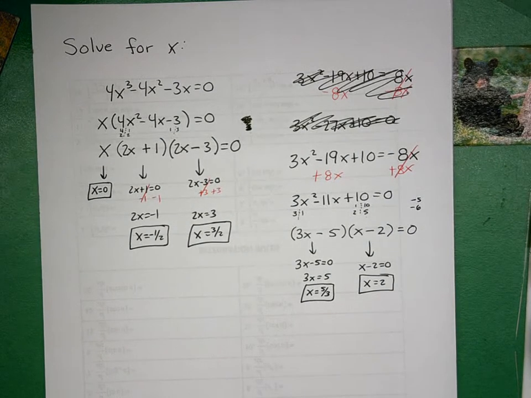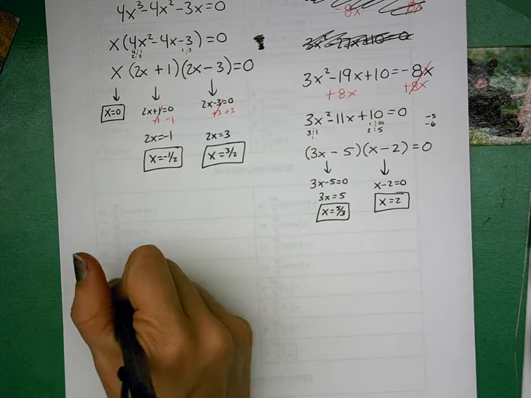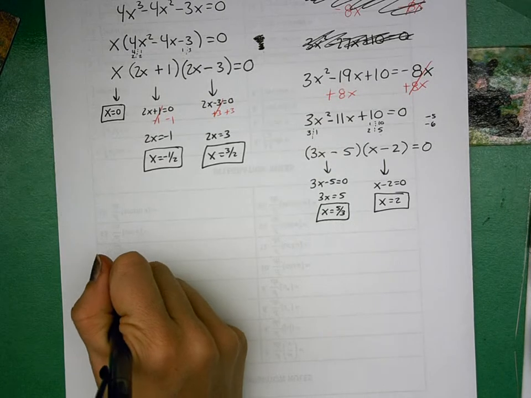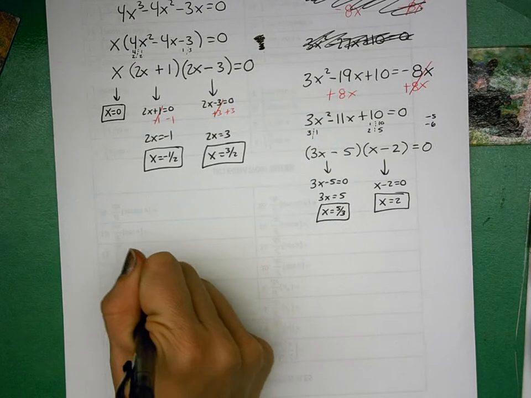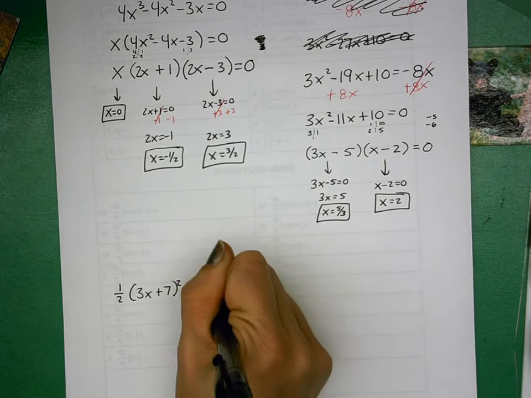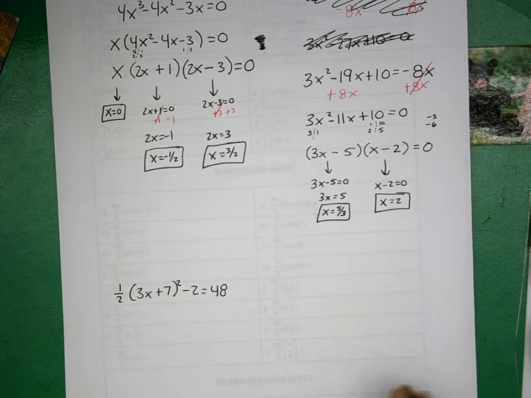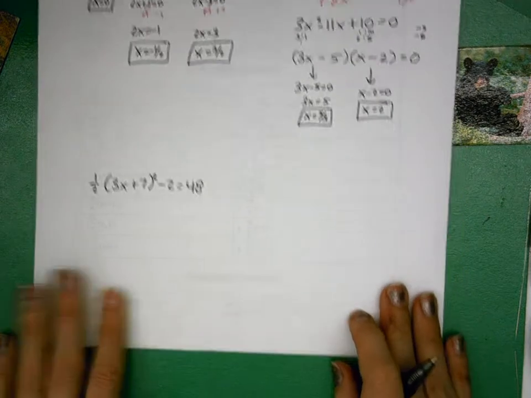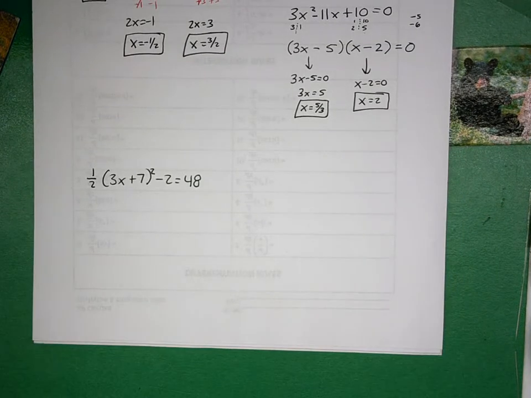Okay. So here we go. Next one, still solving for x. I'm going to give you 1/2 times the quantity of 3x plus 7 squared minus 2 equals 48. Go ahead and pause the video, give this one a shot, restart it when you are ready.